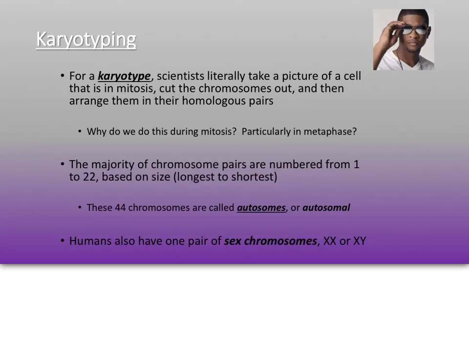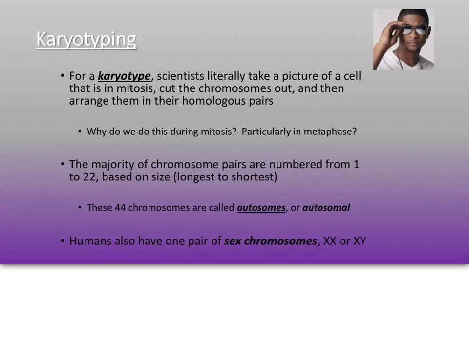So in a karyotype, which we'll see here on the next slide, scientists are actually going to take a picture of a cell that's in mitosis, cut the chromosomes out of that picture, and then arrange them with their homologous pairs. So again, remember that you have a set of chromosomes that originated from your mom, a set that originated from your dad, and all those pair up. So you have one that's very alike from both your mom and your dad, and that's what made up a homologous pair, as we saw in meiosis.